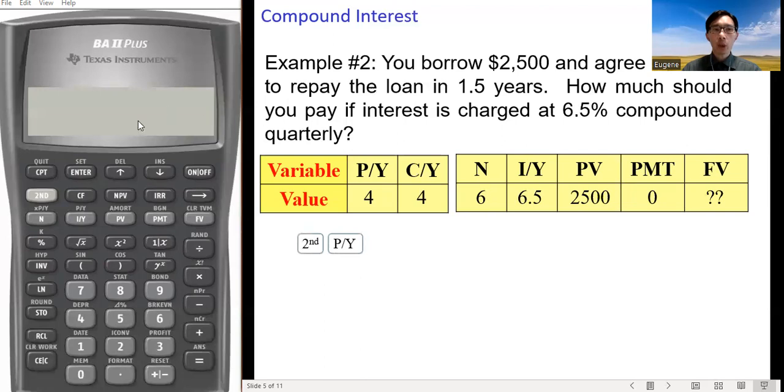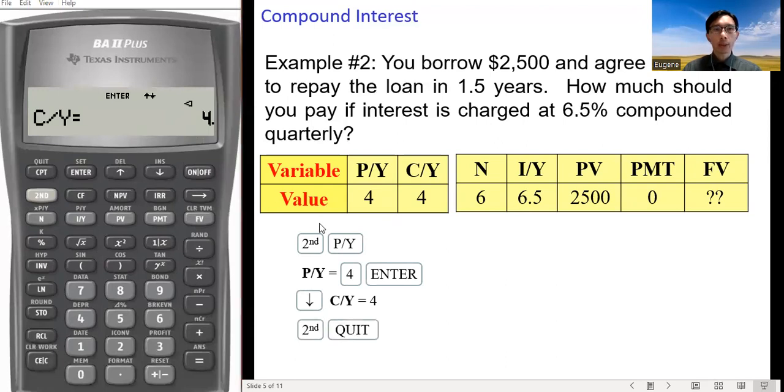Activate the frequency worksheet by pressing the second key and then PY. PY equals 4. So enter 4 and then press the enter button. Press the down arrow key to confirm that CY equals 4 as well. Once this is confirmed, we can quit the frequency worksheet by pressing second and then quit.